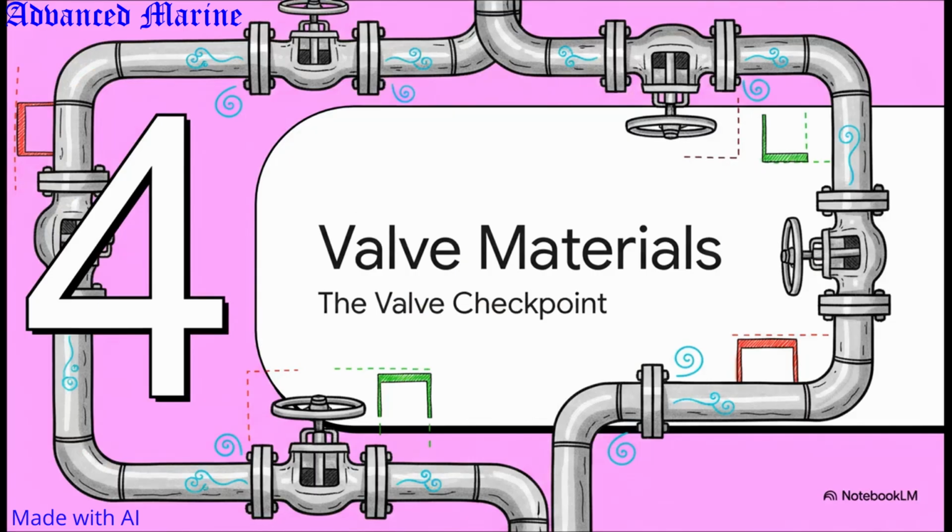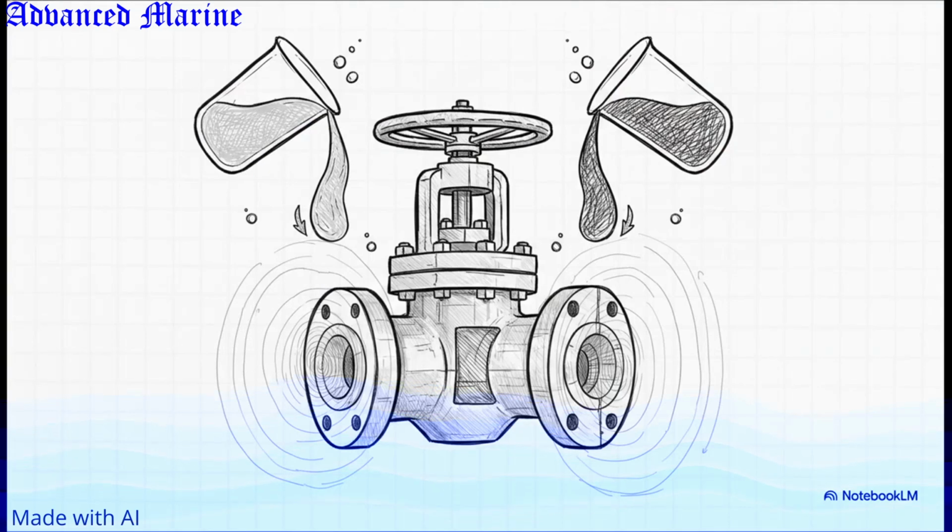Section 4, controlling flow at the valve checkpoint. As the pressurized ammonia rises through those stainless steel pipes, it inevitably reaches the valves. These are the mechanical gates that control the flow, stopping and starting the pressurized liquid on demand. What's really interesting here is the specific metallurgical recipe required for these mechanical gates. The valve body isn't just standard metal. It's made of cast stainless steel for extreme durability. But engineers take it a step further.